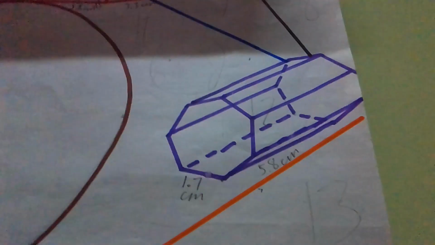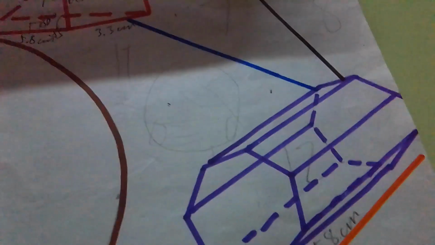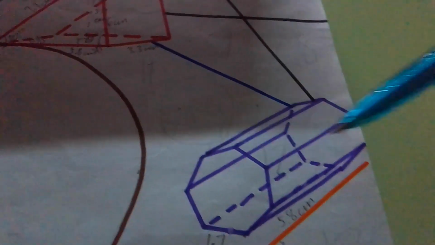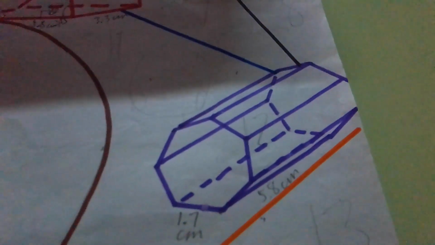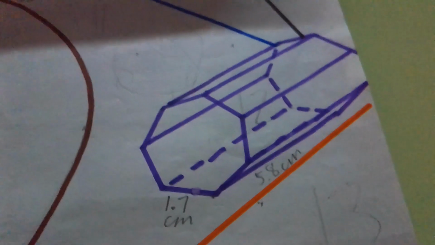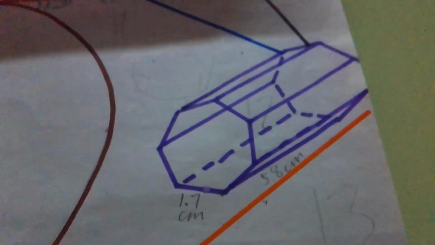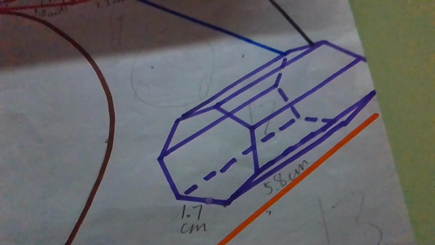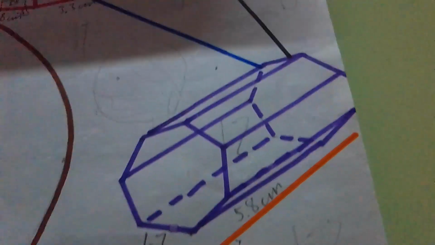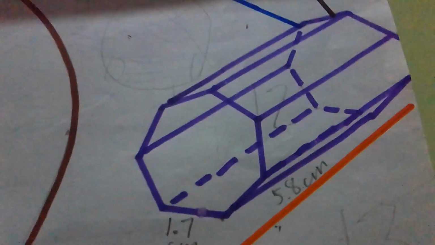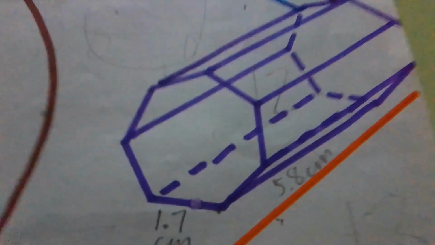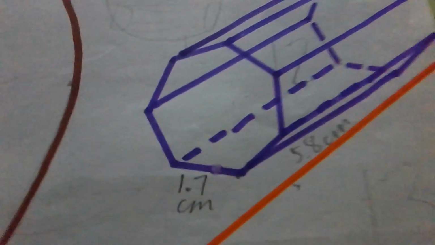Remember, this is a heptagon. A heptagon is a seven-sided polygon, right? But take a look at this. This heptagon here is a regular heptagon, so it makes it easier for us to solve for the perimeter, the surface area, and the volume. But first, we need to get the area of the base.